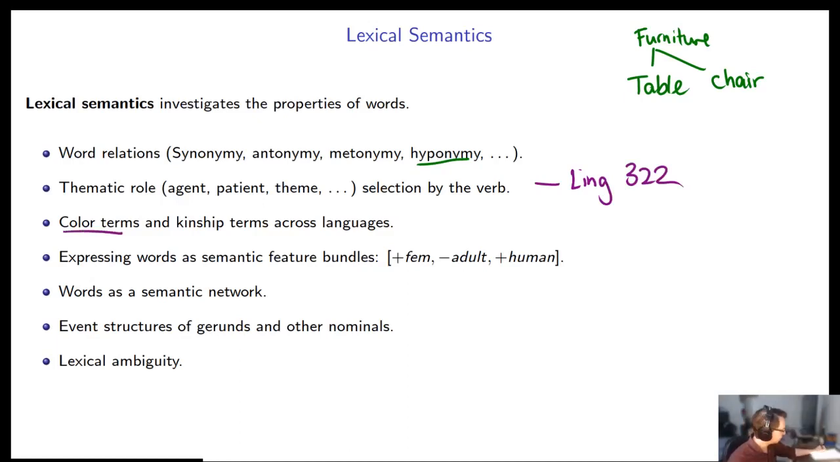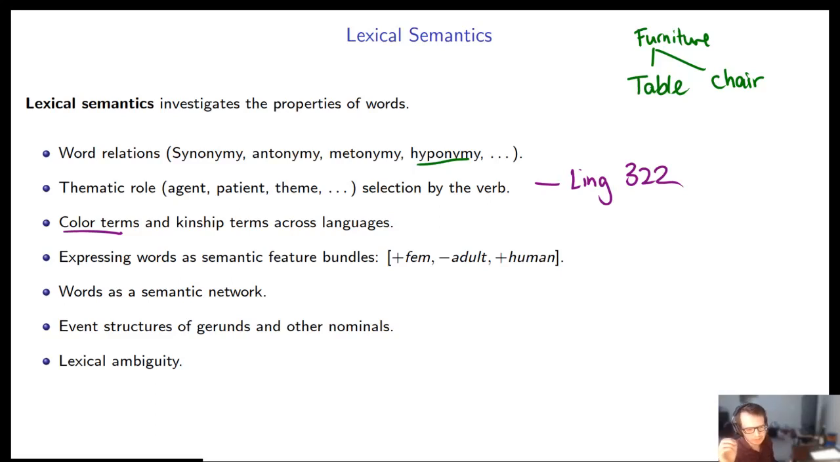This is an interesting one, and I have a little chart of this on the lecture page on Canvas, but you can take a look at color terms and kinship terms across languages and lexical semantics. So if you take a look at the number of words that languages use for colors, like English has many different words for colors. Most people are familiar with 15 to 20: gray, yellow, black, blue, red, purple, and so on. But we have like turquoise, aqua, salmon. Like if you're into painting, you know a lot of different words for colors.